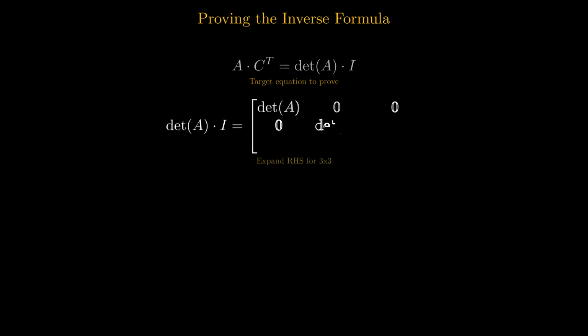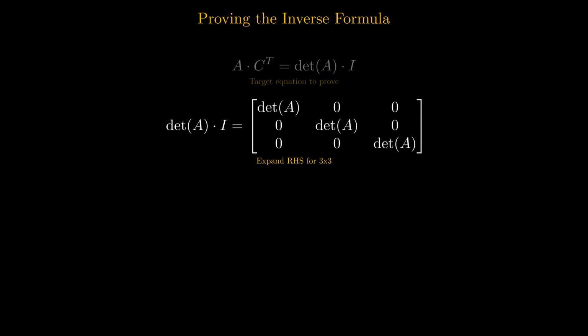We have a formula. Now let's prove it. The goal is to show that A times C transpose equals the determinant of A times the identity matrix. Let's see what this looks like explicitly for a 3 by 3 matrix.